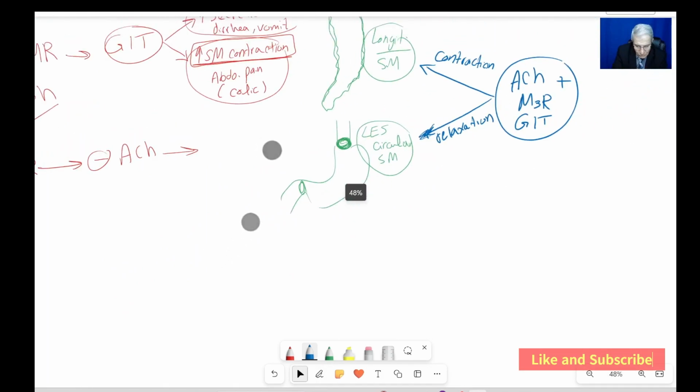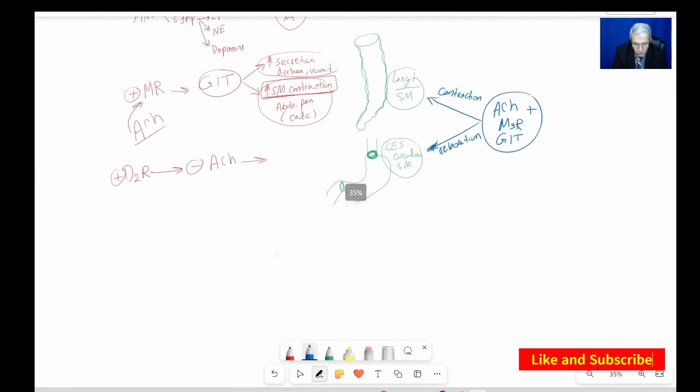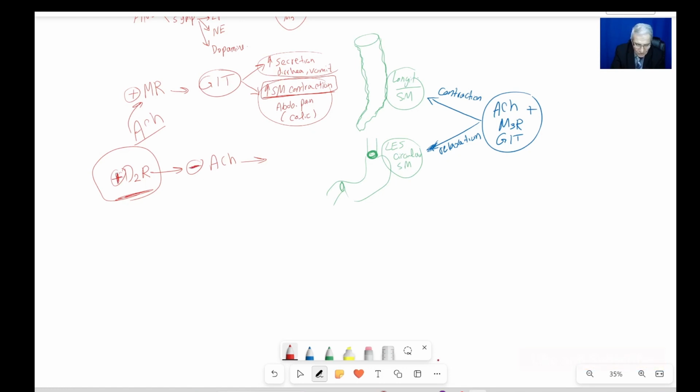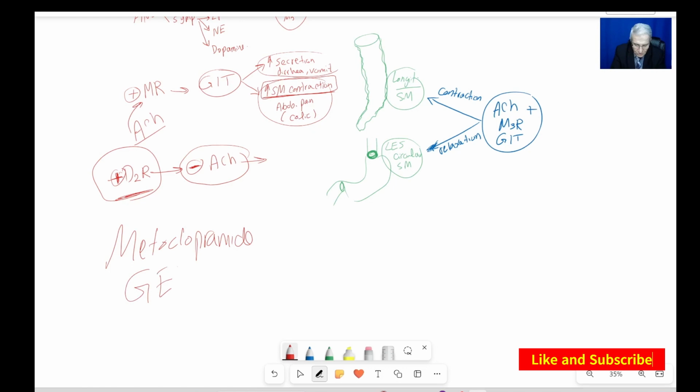If you go back a little bit, you can see here the effect of the dopamine receptor. The dopamine receptor may exert a negative effect on acetylcholine. So if you activate the dopamine receptor, the result will be an inhibitory effect on acetylcholine. Okay, metoclopramide. This medication is used for GERD. Metoclopramide is considered a dopamine 2 antagonist, it inhibits dopamine.